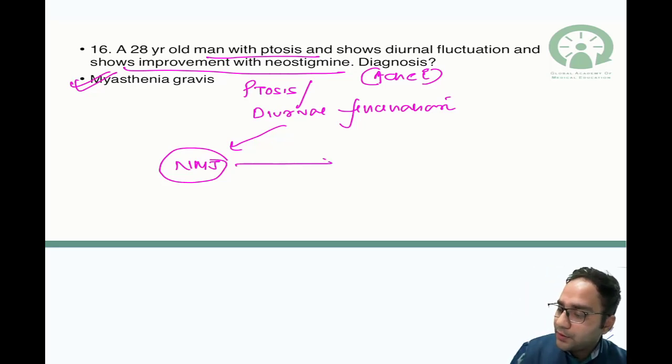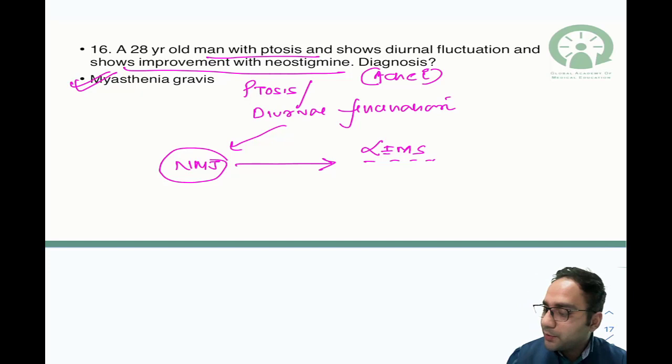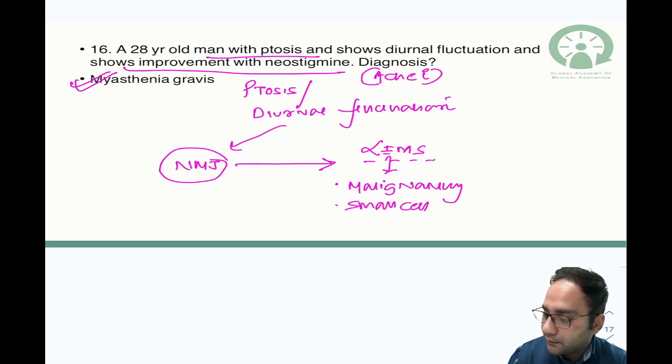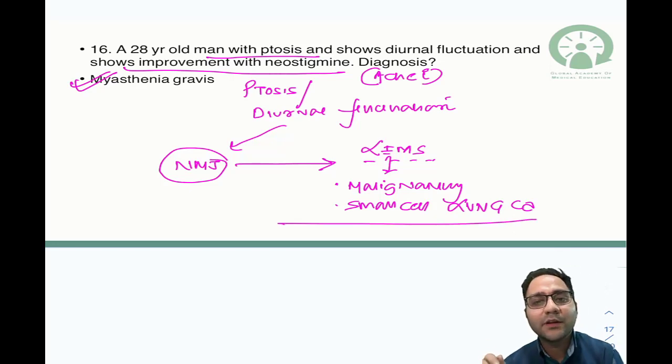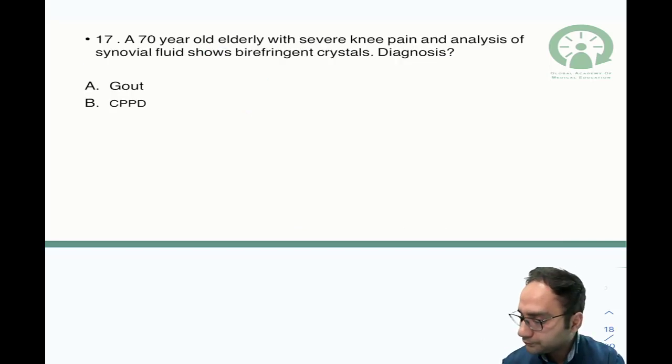Now, another neuromuscular junction disorder is Lambert-Eaton myasthenic syndrome. In such patients, you usually have a malignancy in the form of, say, small cell lung cancer, right? But that was not the case in the question you got in your exam. It is clearly mentioned that the patient is showing improvement with neostigmine. So the answer here is myasthenia gravis.